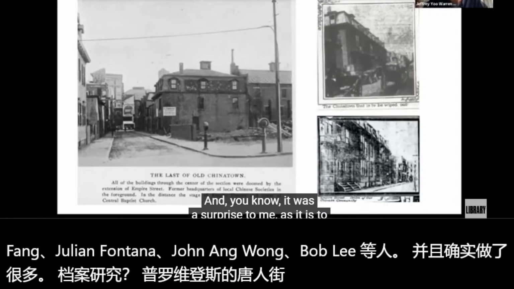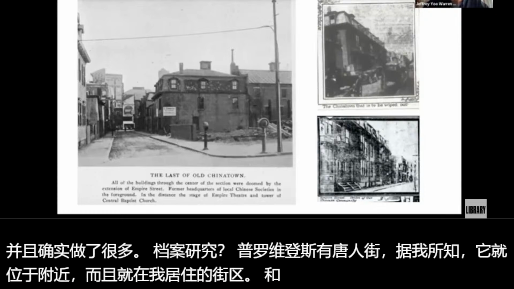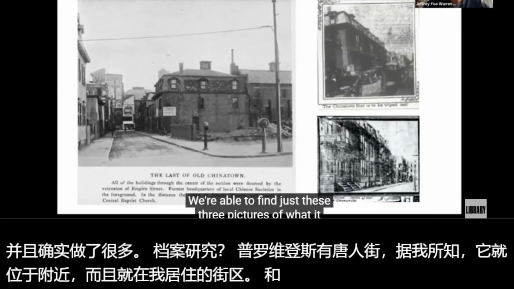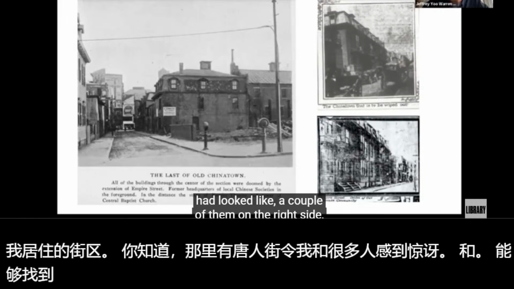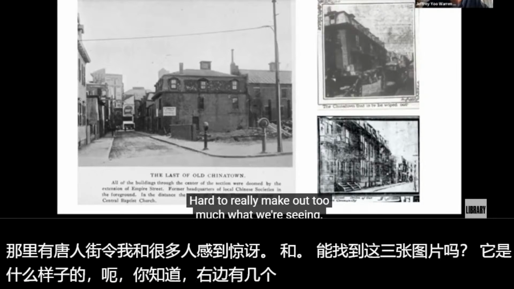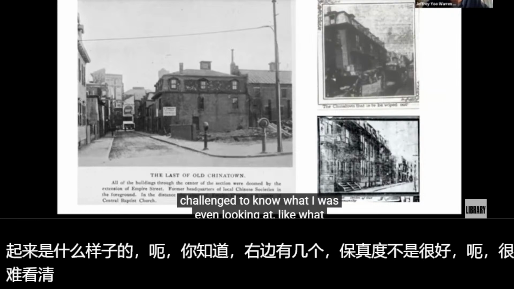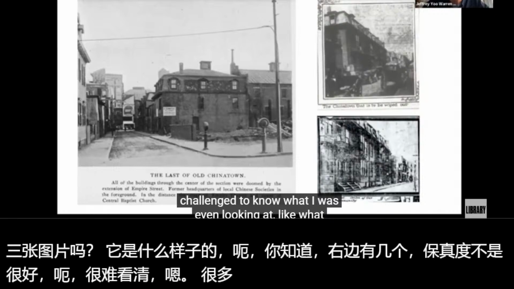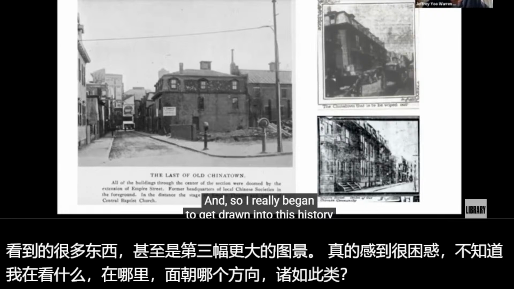And it was a surprise to me, as it is to many people, that there was a Chinatown there. And they were able to find just these 3 pictures of what it had looked like. A couple of them on the right side, not very good fidelity, hard to really make out too much what we're seeing. But even the 3rd bigger picture, I really felt challenged to know what I was even looking at, like what direction I was facing, anything like that.